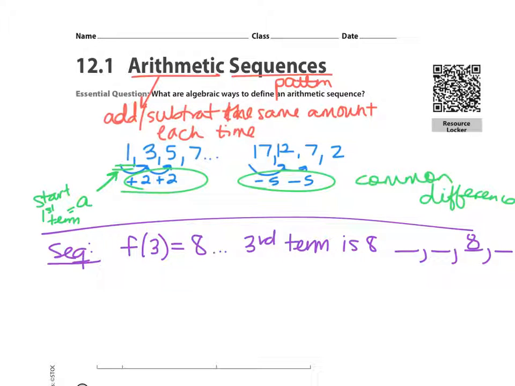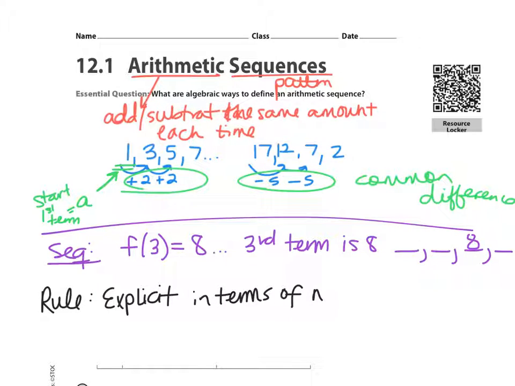Also, we can write things. There are 2 different types of rules. We have explicit, which is something that is written in terms of n. An example would maybe look like f of n equals 2n minus 8. All right, that would be an explicit equation, and that's something that's very easy to just plug in and find a term because you just plug in values to figure out how that one works.